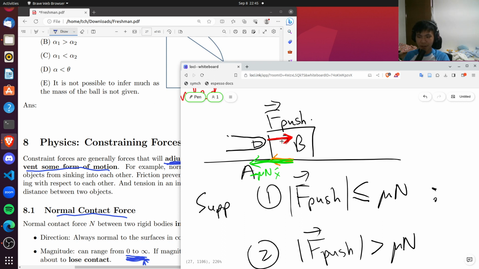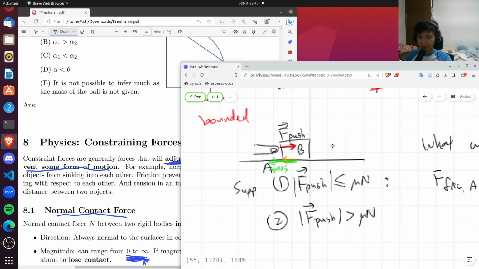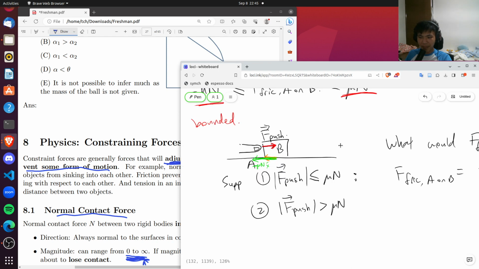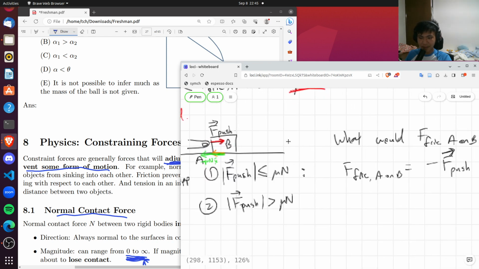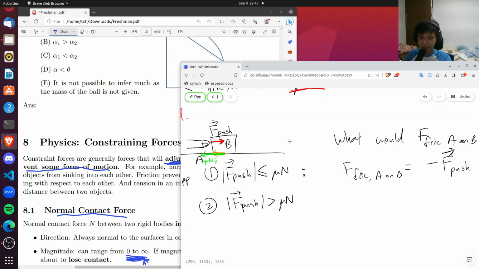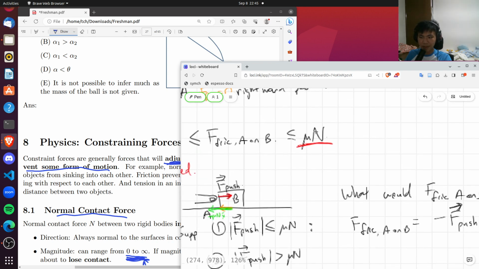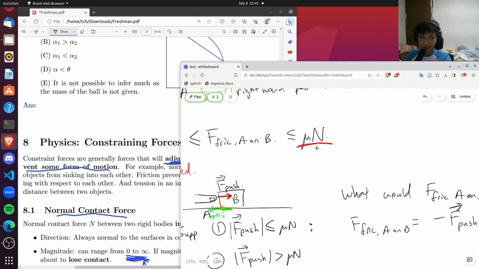So if your friction was always mu n, then you have a scenario where you're trying to push the object, but then the object is going back against you. That doesn't make sense. So this is just another example to emphasize that friction always adjusts its magnitude to prevent motion. It doesn't always max out its capability.